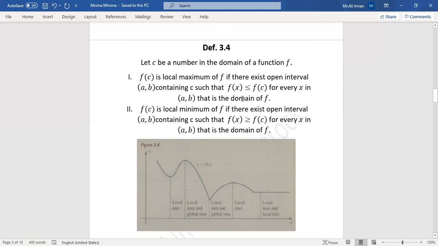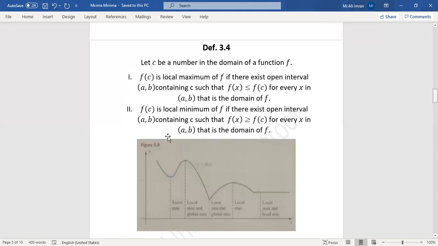Second, f of c is a local minimum of f if there exists an open interval (a, b) containing c such that f of x is greater than or equal to f of c for every x in the open interval (a, b) that is in the domain of f. I will explain this with the help of an example.